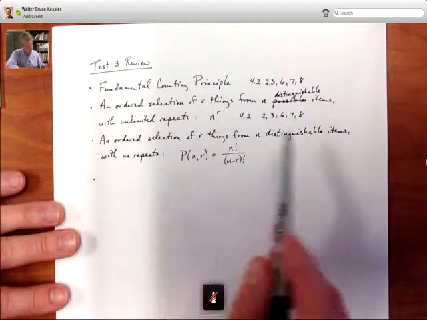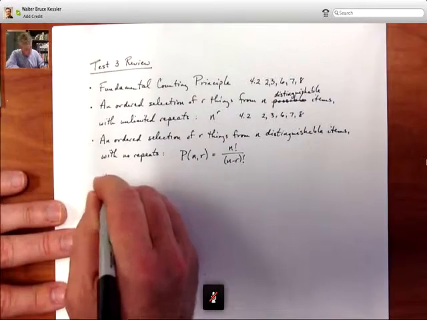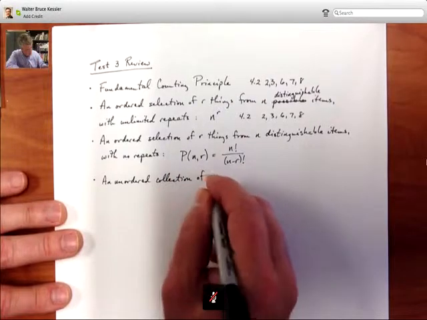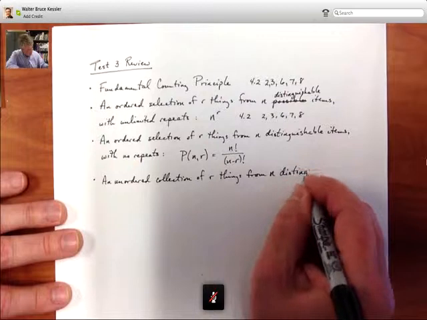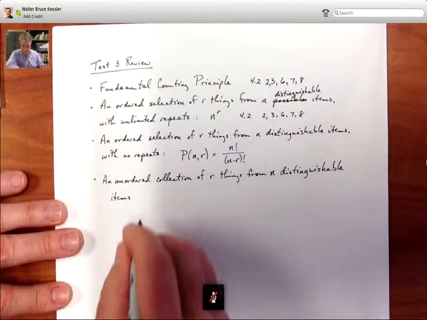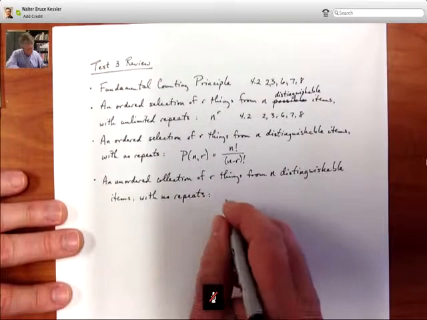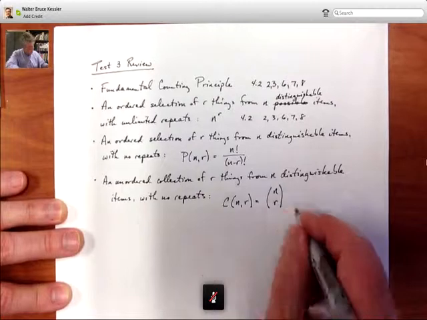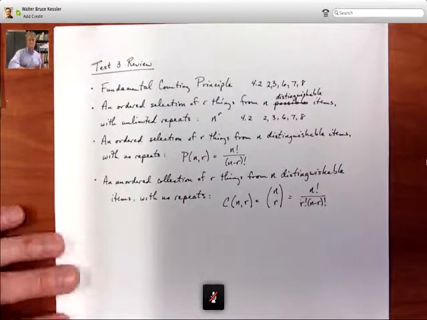So ordered with unlimited repeats, ordered with no repeats, and now an unordered collection, I'll call it, of R things from N distinguishable items with no repeats. These are combinations, n choose R, and a lot of times we use this binomial coefficient notation, but it's just n factorial over r factorial times n minus r quantity factorial.